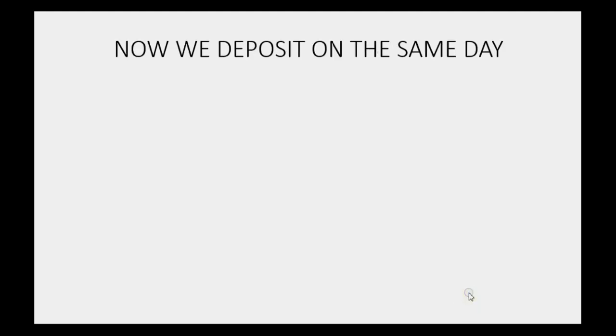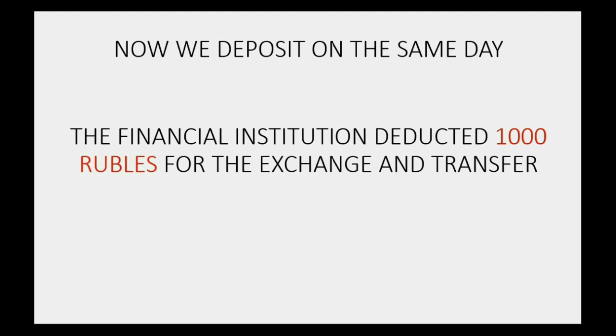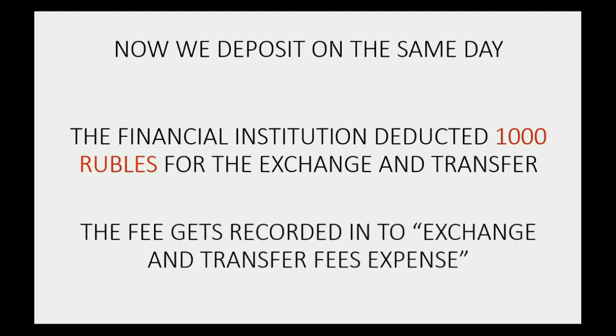Now we're recording this deposit on the same date as the received payment, so the exchange rate will be the same. The financial institution deducted 10,000 rubles for the exchange to convert the currency to dollars and then transfer it into our Chase bank account. And the expense that they deducted, that we record for the 10,000 rubles, is an expense called exchange and transfer fees expense. And if you don't have it in your chart of accounts, you should pause the video and put it in your chart of accounts.